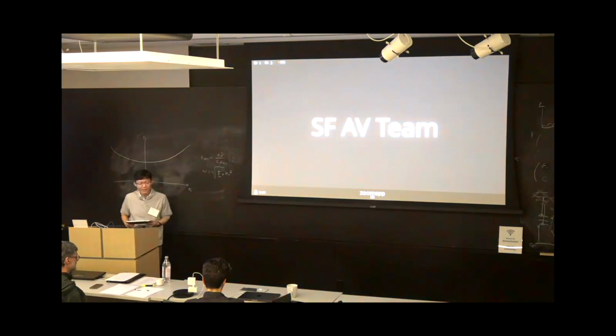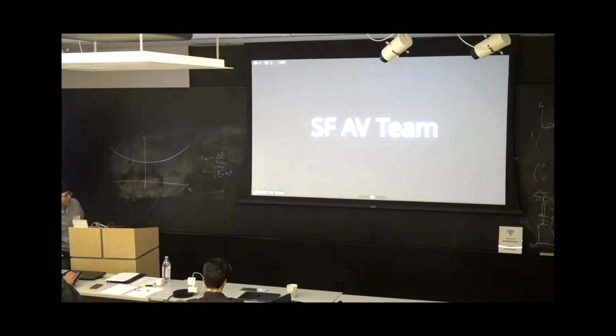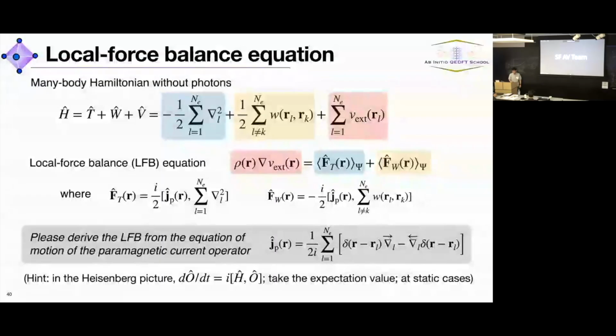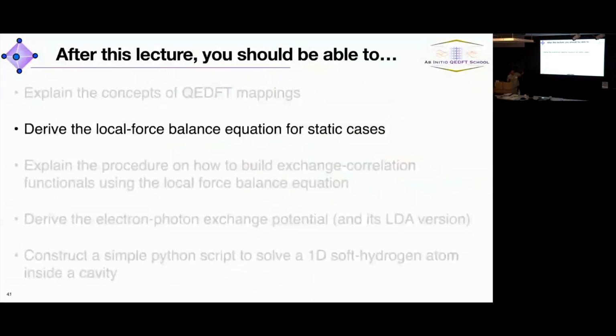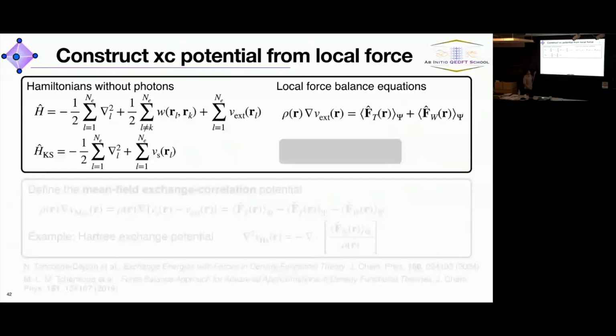The reason I walk you through this equation of motion is that it's the tool we use to construct the exchange correlation potential. So now you already know how to derive the local force balance equation. Now we are going to use it to construct the electron exchange correlation potential. So this is the Hamiltonian you just saw. We haven't dealt with photons yet.